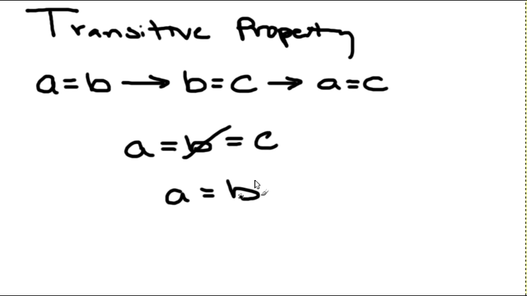Then the next property we have is APE. And you may be wondering what that is. It stands for the addition property of equality. So what this states is that if two expressions are equal, adding the same quantity to each side still makes them equal to each other.